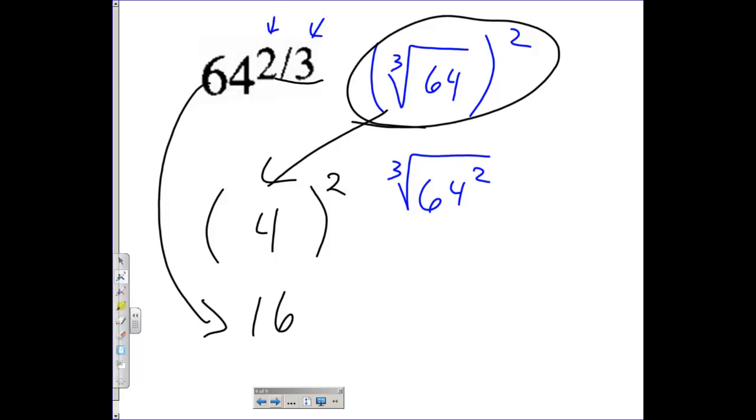And some of you might notice a little bit of a pattern here. This fraction is less than 1, which means the output from 64 is going to be less than 64. If it was bigger than 1, then it should be bigger than 64.